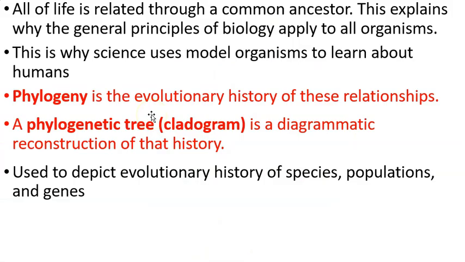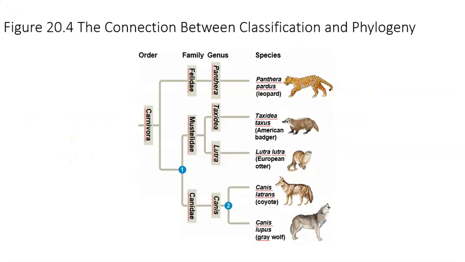And so phylogeny is the evolutionary history of relationships. And then a phylogenetic tree or a cladogram is a diagrammatic reconstruction of that history. And so here's an example of one. So you can see we have a common ancestor at every node. I'll talk to you about that in a second. Gray wolf and the coyote. You can see how the genus, right, and the families, they all belong to the order of Carnivora, which means they eat meat. And so that's an example of a phylogenetic tree.